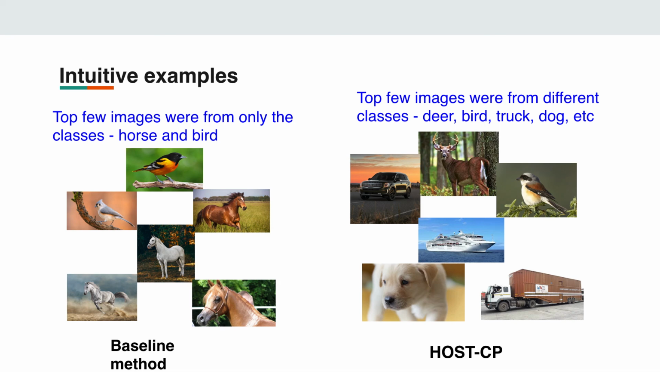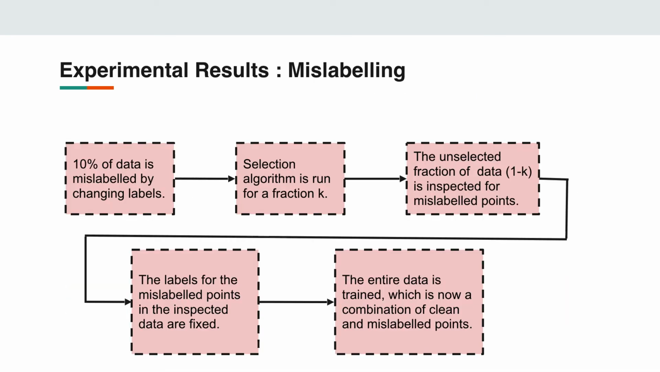The next experiment is that of mislabeling, where we follow this technique. We mislabel some random 10% of training data and run the selection algorithms to select a fraction k of instances. The hypothesis is that either the algorithms will not select the mislabeled data or it will give them lower values. So, we check the unselected or low-value data, that is, the 1 minus k fraction of the points. We fix the mislabeled points back and train on the entire data. The entire data can now be a combination of clean and mislabeled points.